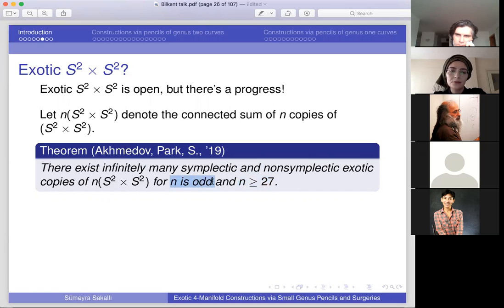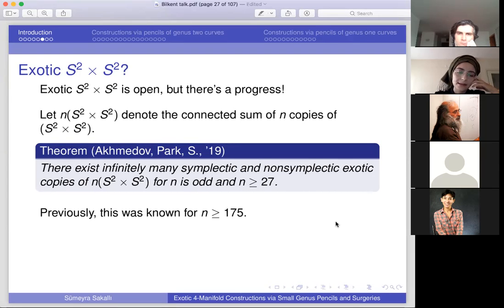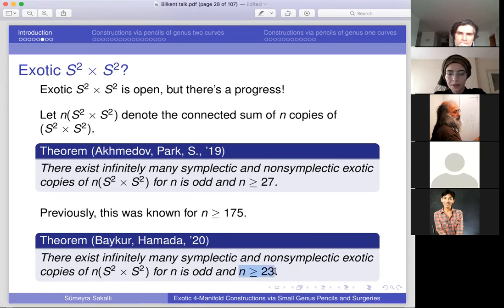And here we want n to be an odd integer because it is coming from Noether's formula. To have a symplectic structure, the B2 plus must be odd. So we need this condition here to get symplectic exotic manifolds. And previously, this result was known for n at least 175. So in our work, we have made much smaller constructions. Okay. Now, after 1 year, there is now a recent preprint, in which they prove the theorem for n at least 23, and n is odd again, and basically they bring this number down by 2, and they use similar ideas, similar techniques as in our paper.